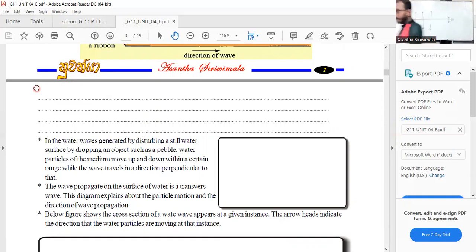Stretch the slinky on a table, and tie several pieces of ribbon onto it.